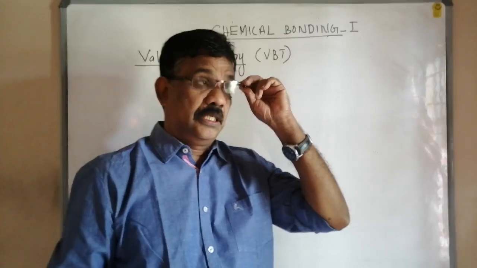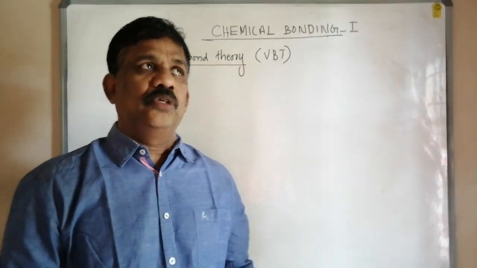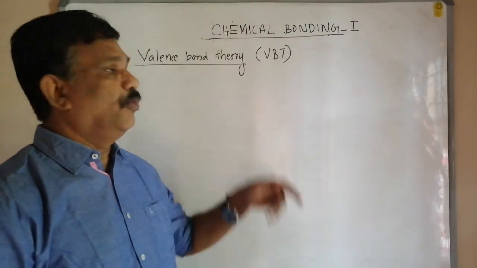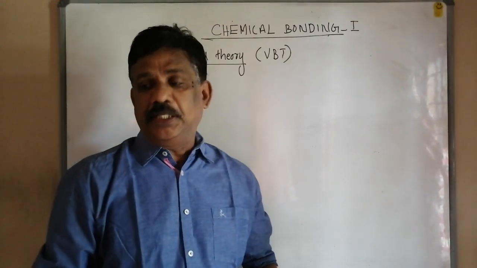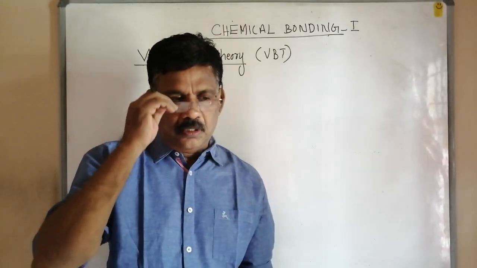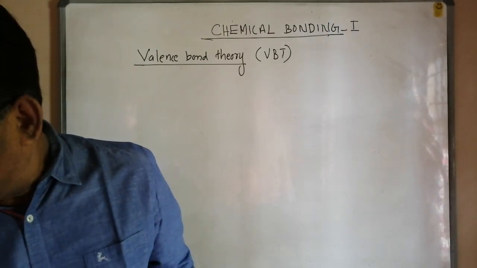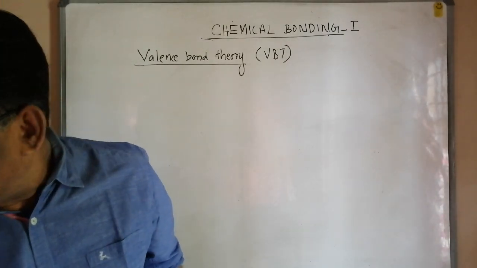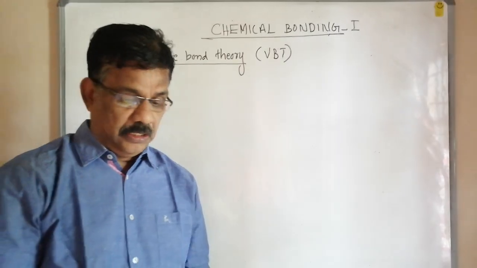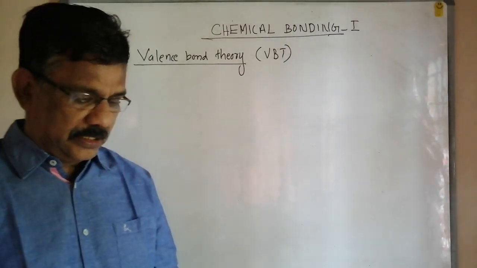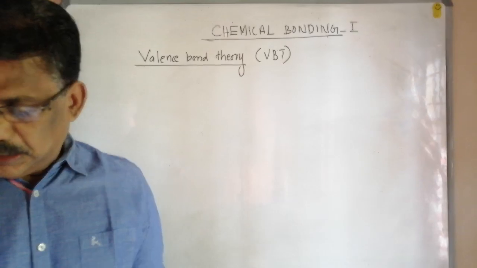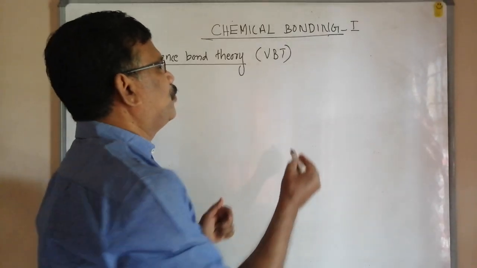In this class, we will discuss valence bond theory, VBT. This theory was put forward by Linus Pauling and Slater in 1931.